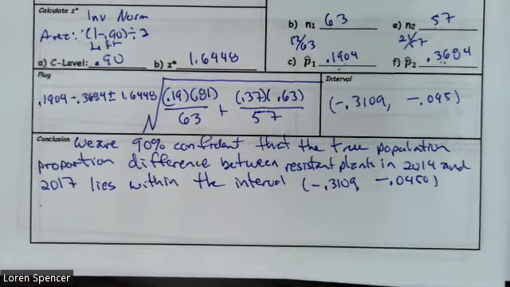All right. I hope that helped. You notice 0 is not in the interval, so we know that things did become more resistant. This is an observational study, so we can't say it caused it, but it definitely shows a relationship.